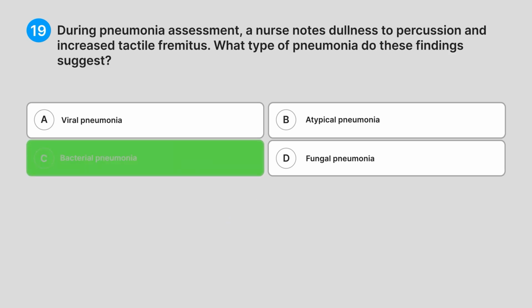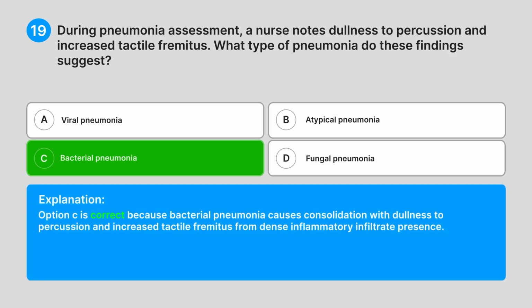Correct answer, C. Bacterial pneumonia. Explanation: option C is correct because bacterial pneumonia causes consolidation with dullness to percussion and increased tactile fremitus from dense inflammatory infiltrate presence.